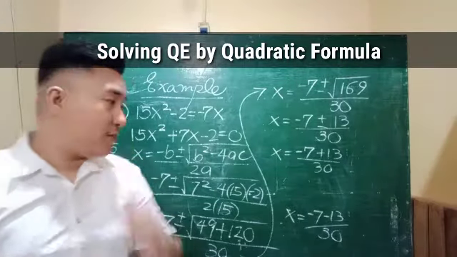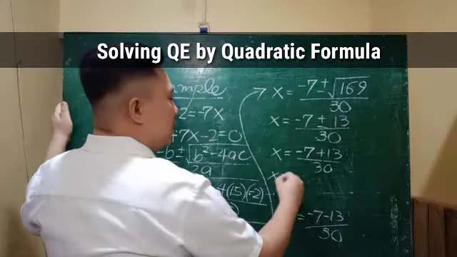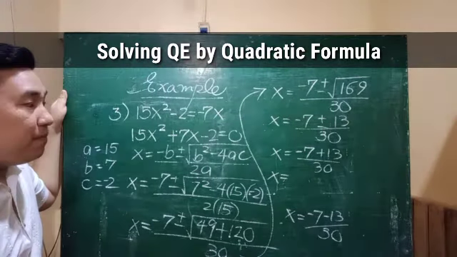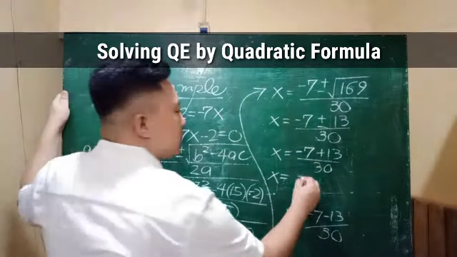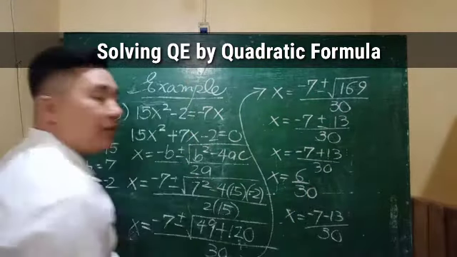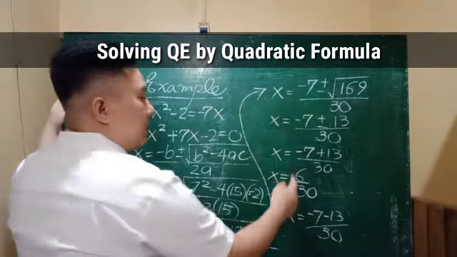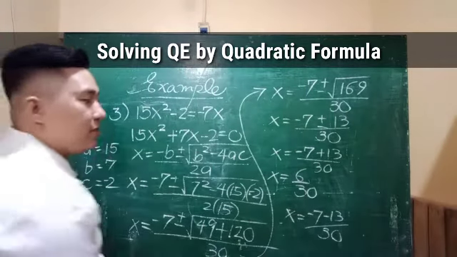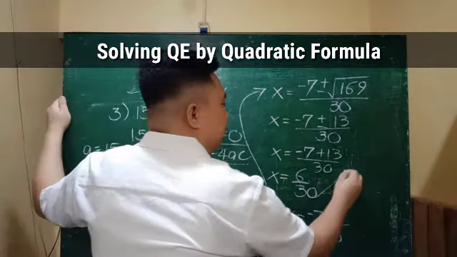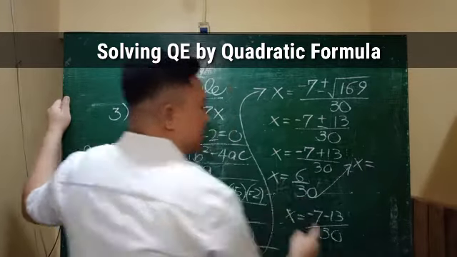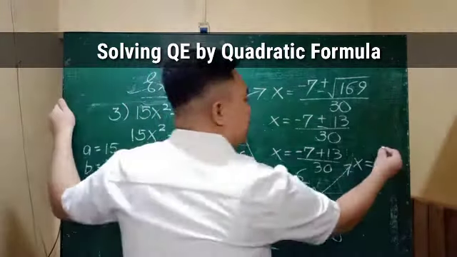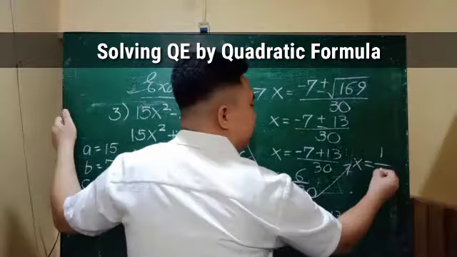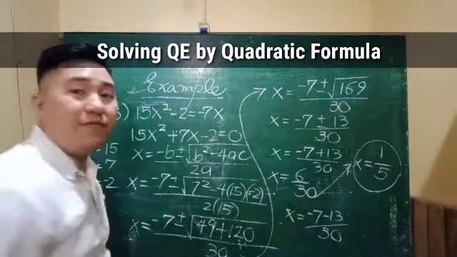Then solve each. Meron tayo x. Negative 7 plus 13 is positive 6. So, 6 over 30. Then, simplify natin. Anong number ang pwedeng i-divide kay 6 at 30? Number 6. So, we have x equals 6 divided by 6 ay 1 over 30 divided by 6 ay 5. So the answer is 1/5.